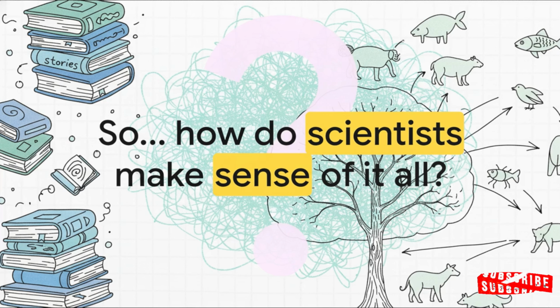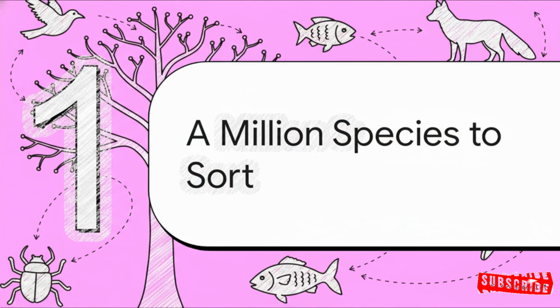It's kind of like being handed a library with a million different books. None of them are sorted, and each one tells a totally unique story. That's the exact challenge biologists are up against, trying to find some kind of order in all this beautiful chaos. And that's where we're going to start. We're going to look at how you sort a million species.